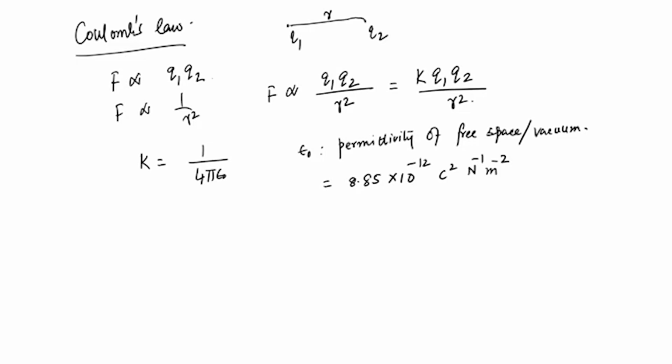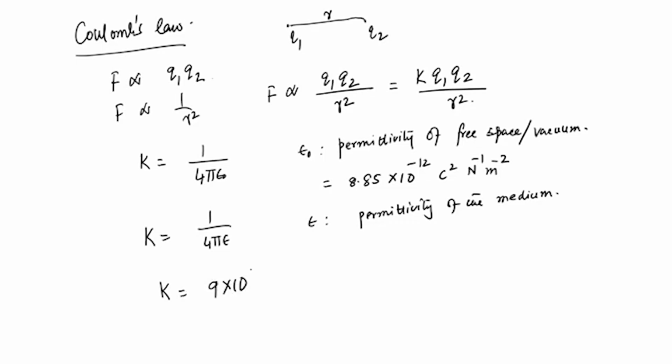In a medium, k will go as 1 by 4 pi epsilon, and this epsilon is the permittivity of the medium. When we say a medium, we usually talk about a dielectric medium. All right. So this 1 by 4 pi epsilon 0, or k, is often called Coulomb's constant, and it has a value of 9 times 10 to the power 9 newton meter square per coulomb square, or coulomb to the power minus 2.